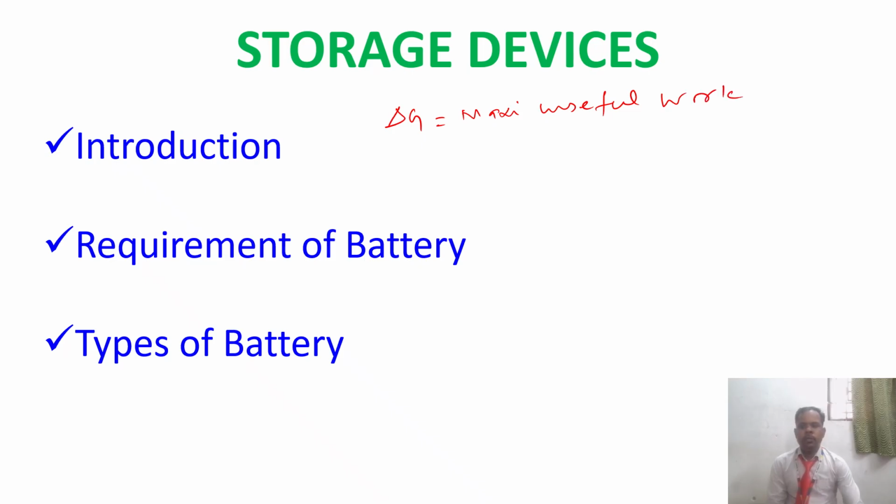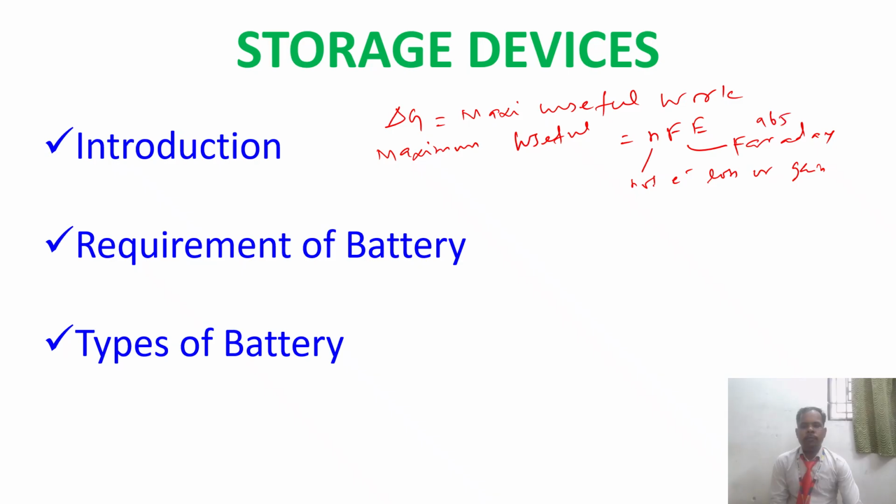The maximum useful work is nothing but nFE. n means the number of electrons lost or gained. F means Faraday. One Faraday is equal to 96500 coulombs. E means electricity, the cell potential. So delta G, the maximum useful work, is nothing but nFE: number of electrons lost or gained, Faraday, and electricity.